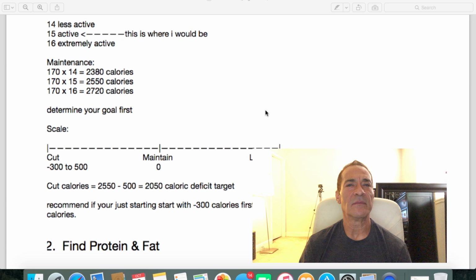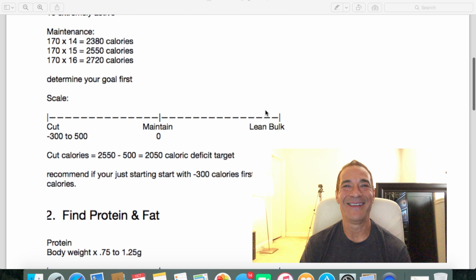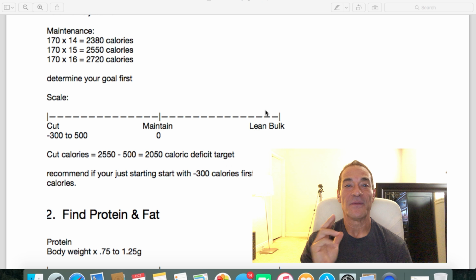I would highly not recommend using 16. Even though it's extremely active, you may work out 5 days a week or something like that, but 16 is really on the higher side, and it's for somebody who's just basically moving nonstop. So anyways, guys, for this exercise, we're going to use 170 pounds in weight and a factor of 15.